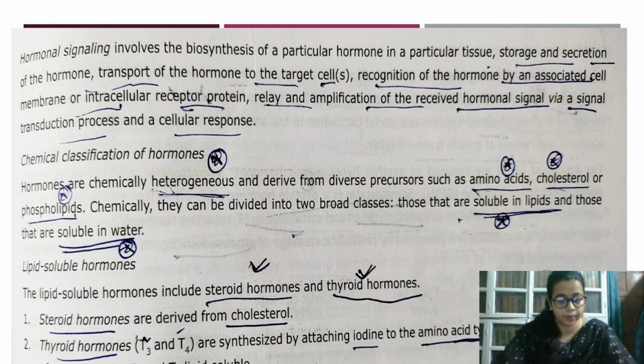And one more thing: which hormones are derived from cholesterol, in the subsequent video, when we study progesterone, estrogen and testosterone, then we will read about steroid hormones. For now, understand that the lipid soluble hormones are of 2 types: steroid hormone and thyroid hormone, that is T3 and T4. Remember that the thyroid hormone is derived from the amino acid tyrosine, and it will have a benzene ring.